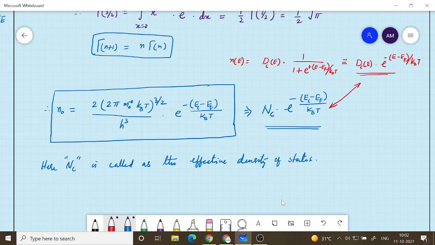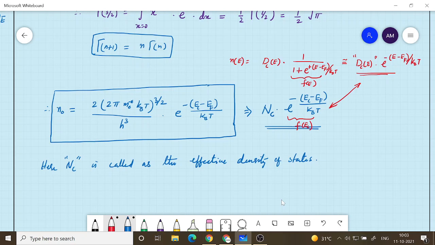So it is by the comparison of these two expressions that we call NC the effective density of states, whatever is in place of density of states, we have NC. So it is as if all the electrons are sitting at E equal to EC, and there are a lot of states available at that point, which is given by NC, the effective density of states, and out of them the probability is f of E, or f of EC.